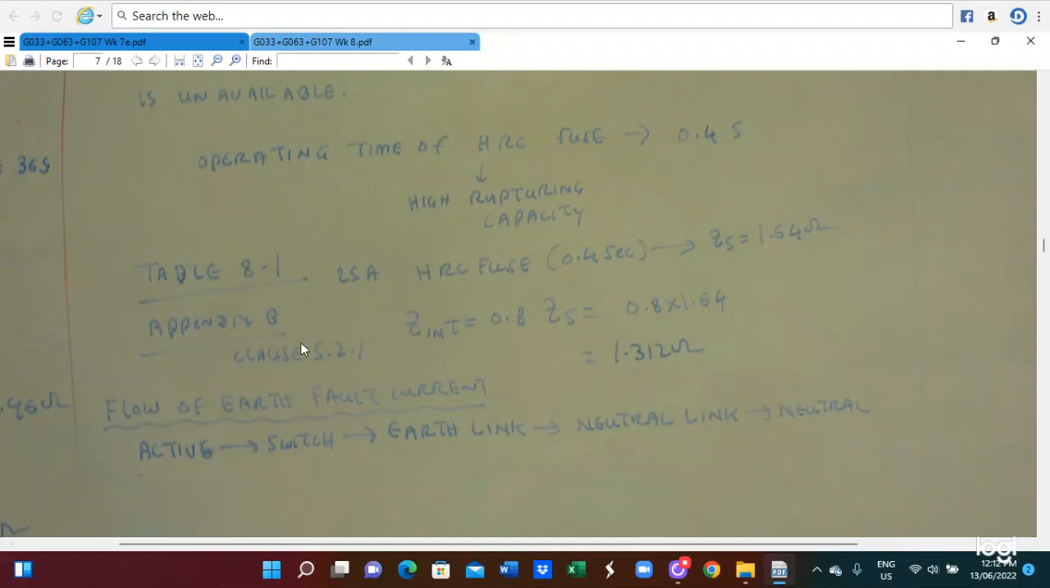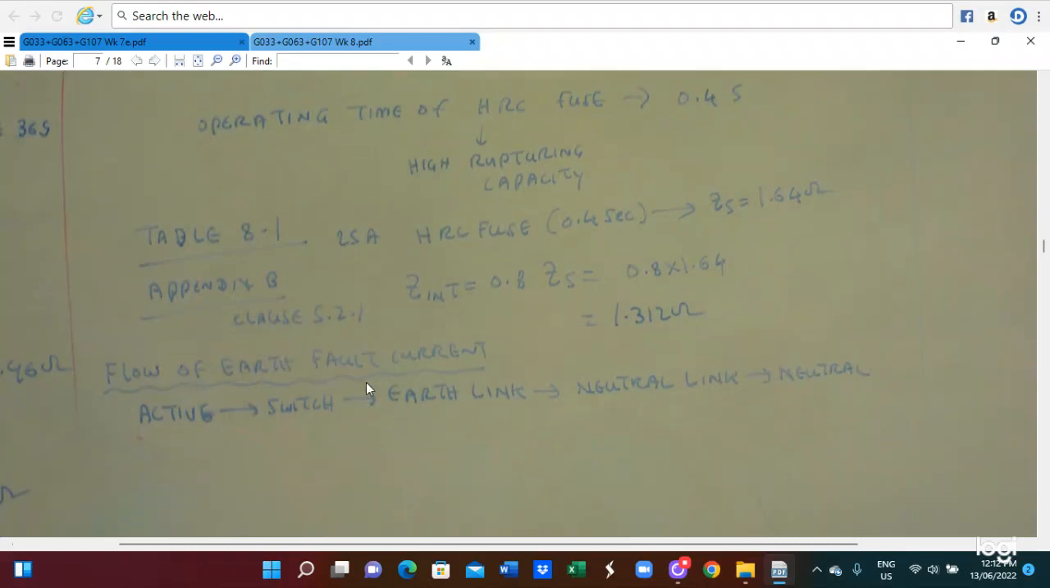We also have to use appendix B, clause 5/2/4. Zs is 0.8 multiplied by 0.64, and you get 1/312 ohm. We also follow the fault current path: the current from the active to the switch, then to the neutral link, and then to the neutral.